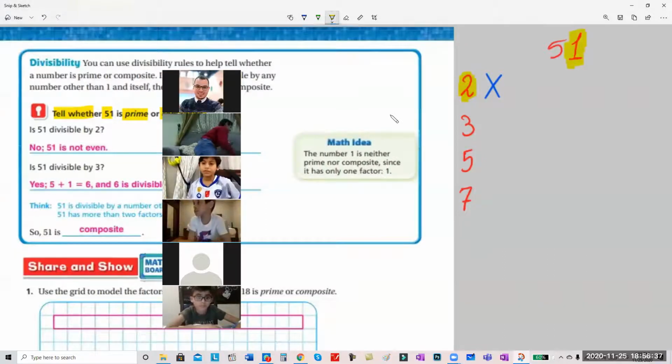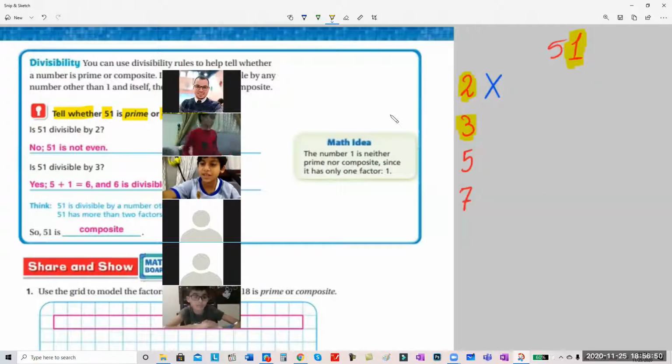Okay, what about 3? Can we divide 51 by 3 or not? How can we know? Yes, Faris. You have a bad connection, Faris. Because 51 is odd and 3 is odd. No, not like that. Not all odd numbers are divisible by 3, by the way. You have to check the rules that we wrote on the previous page.